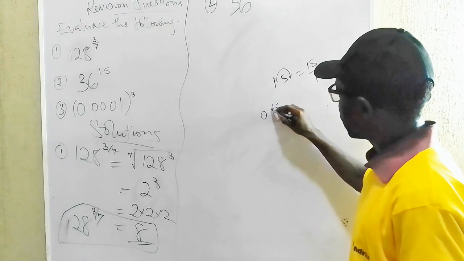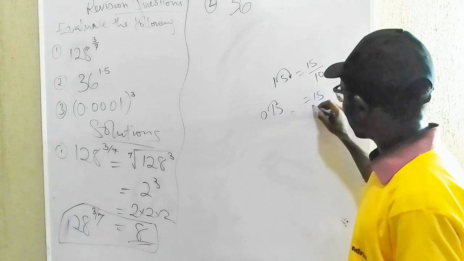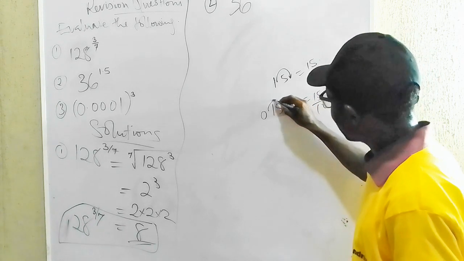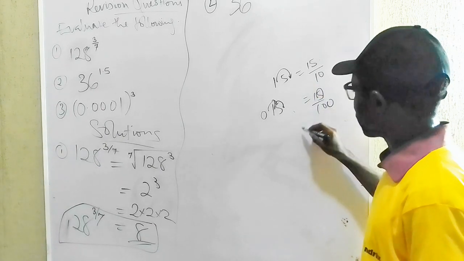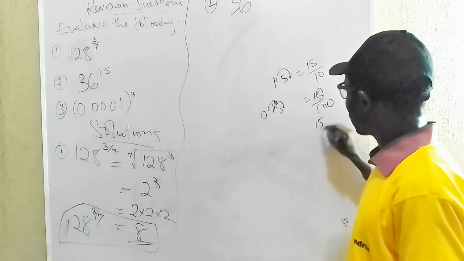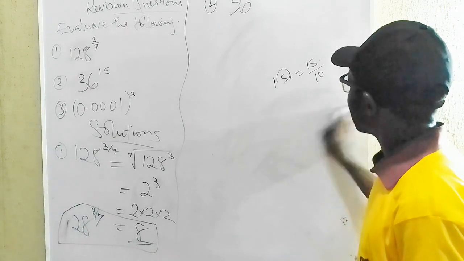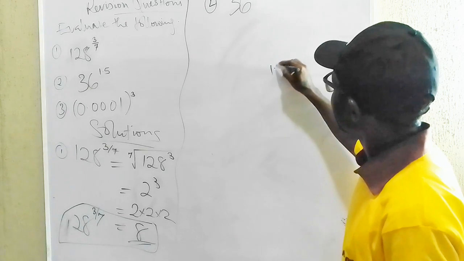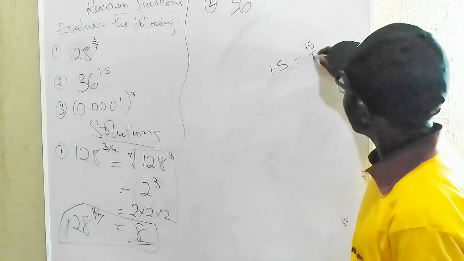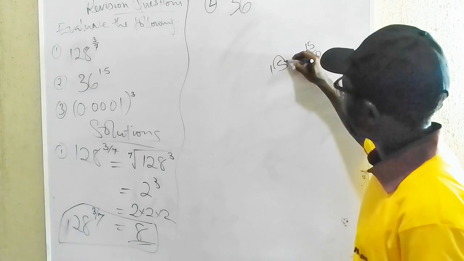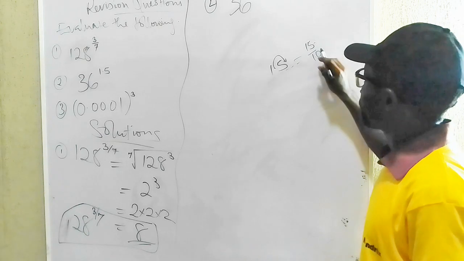If it was 0.15, you move it 1, it becomes 1.5. One point is equal to 10. By the time you move it again the second time, it becomes 15 over 100. Now in this case, what we have is 1.5. Then it's going to be 15 all over 10, because by the time you move the decimal point to the back of 5, which makes it 15.0, it is going to be divided by 10.